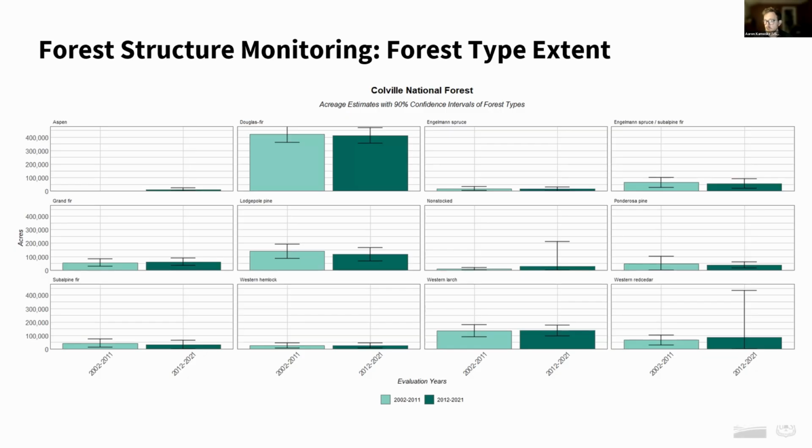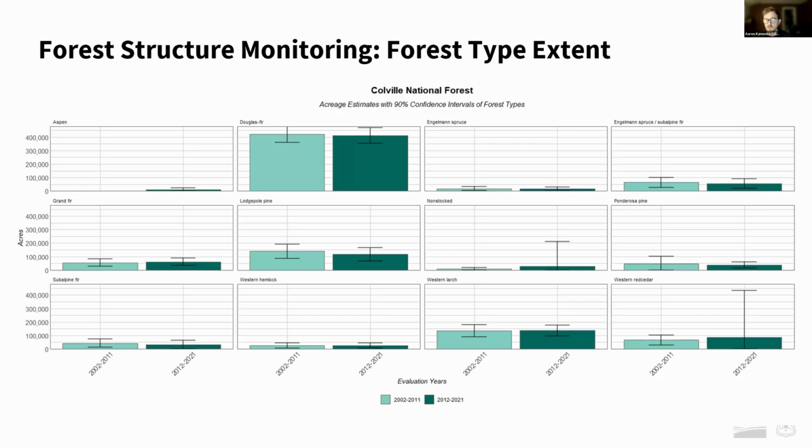In this example, light green represents FIA plots measured between 2002 and 2011, and dark green is plots measured between 2012 and 2021, so two completely separate evaluations. This type of information gives us a quick assessment of the current status and trends of forested lands across the Colville National Forest, which allows us to start to formulate further monitoring questions to explore.